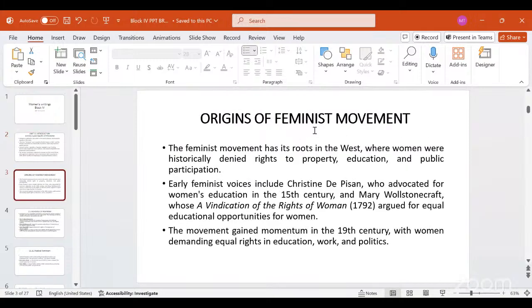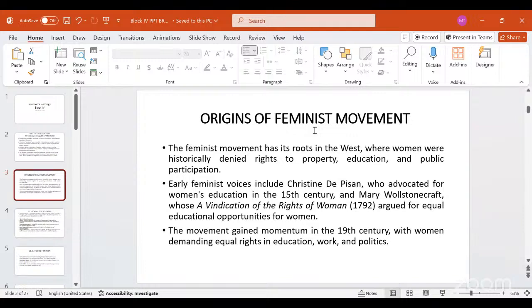So we see that the feminist movement has its roots in the West, where women were historically denied rights to property, education, and public participation. So early feminist voices, including Christine de Pizan, who advocated for women's education in the 15th century, and Mary Wollstonecraft, who wrote A Vindication of the Rights of Women in 1792.